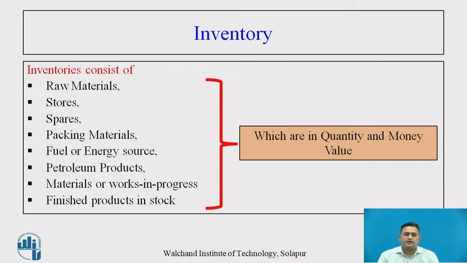Now, what are the inventories? Inventory consists of raw material, and I will say the semi-finished raw material also. Stores, spares, packing materials, fuel or the energy sources, petroleum products, material, finished products which are going to be stored in the overall godown or the storage place, which are finally in terms of quantity as well as they are termed into the money values.